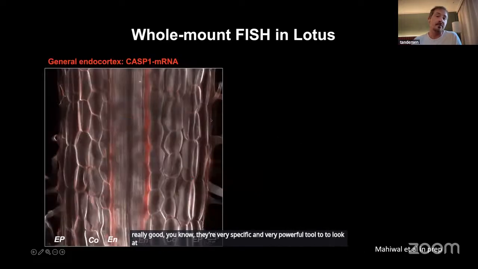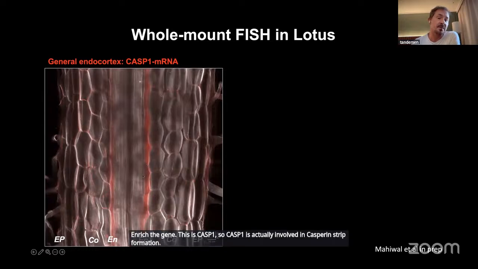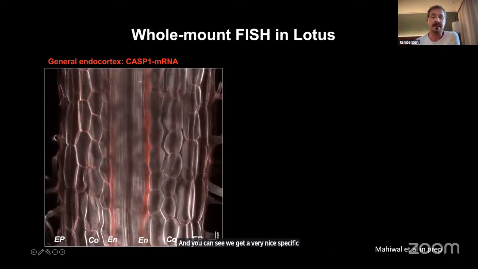So you can do this whole mount in Lotus. Here you see expression of an endodermis-enriched gene. This is Casp1. Casp1 is actually involved in Casparian strip formation. And you can see we get a very nice specific signal here, particularly in the endodermis.